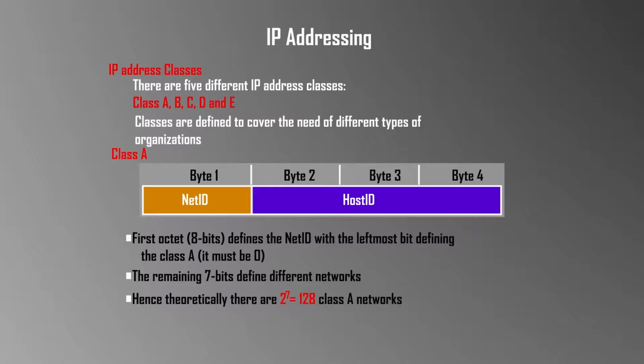So in order to know the number of networks in class A, we have a formula that is used to derive it. We have 2 power n, which is equal to the number of networks in class A, and n is the number of bits used to define the network in class A. So if we take the 8 bits used to define class A, we have 2 power n, which gives 128. This is the number of class A networks.